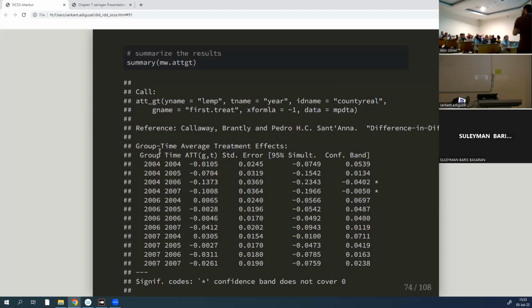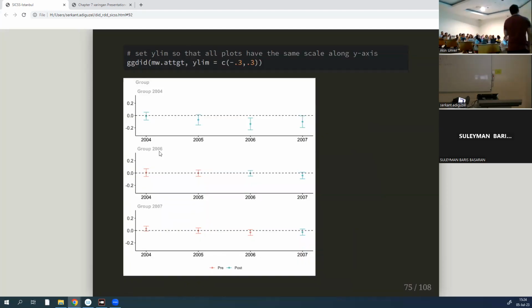Of course, this is a bit tricky because these are all cohort specific. You can combine them. ggdid is part of this DID package, and it will combine them. First, you can just look at each group separately, and as you see, it also colors them differently.